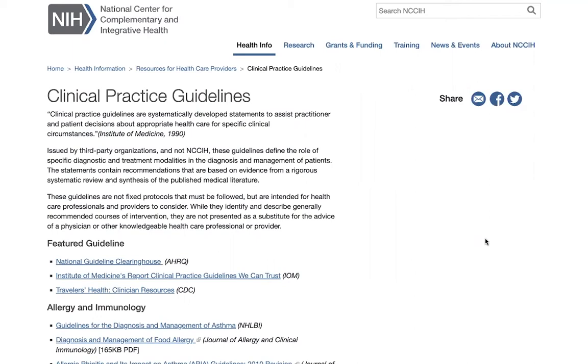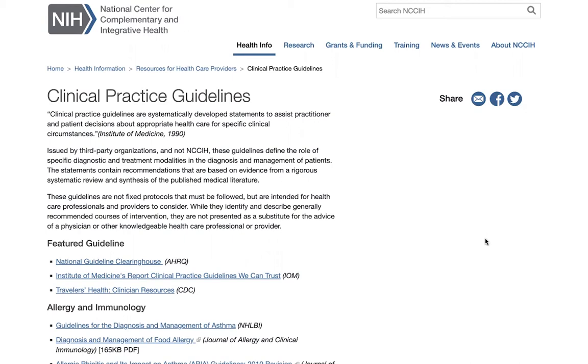Just FYI, if you are looking things up on Google to study for your exam or for any type of research-based assignment that you may have, you want to be sure that your resources are valid and you want to go to places that are reliable. So this is an NIH website, the US Department of Health and Human Services, which I would classify as a site that I can trust. And on their website, they have a definition of what clinical practice guidelines are.